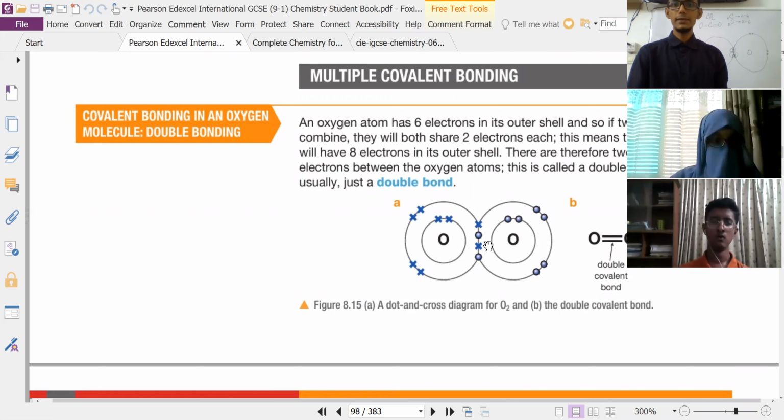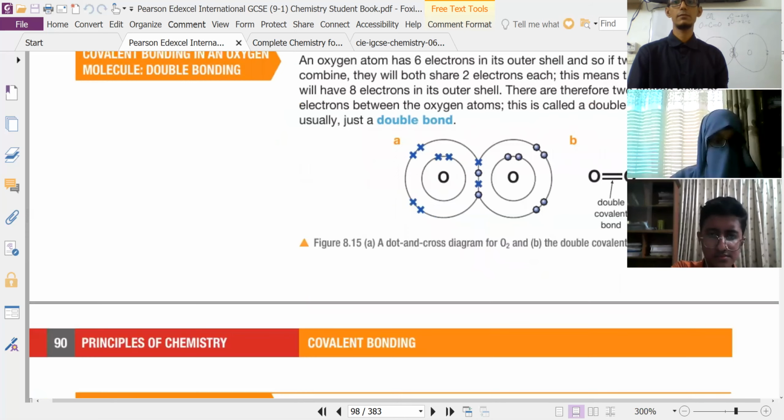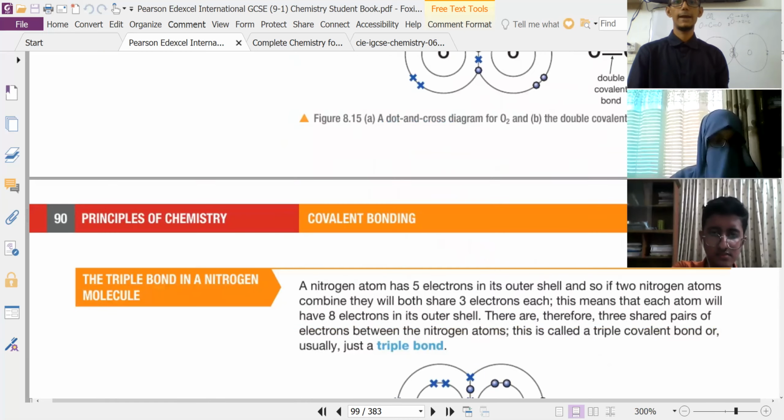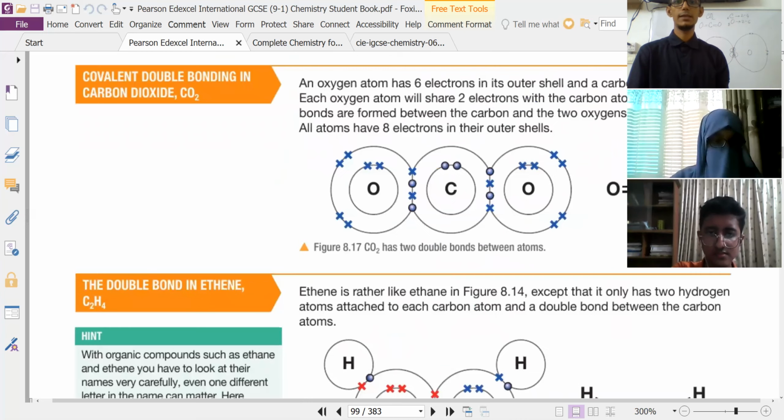So again, see, for a multiple covalent bond, a double bond, we are using a double bond sign. Oxygen, double bond, oxygen, just like an equal sign, you know it already. And see, this one is carbon dioxide, the thing we have just finished. See, one pair, two pairs, one pair, two pairs. So C double bond O, C double bond O. So this is carbon dioxide. Clear?